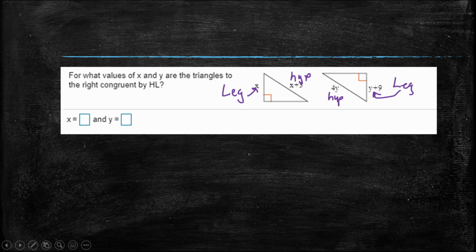So for this to be possible by the hypotenuse leg theorem, I need to be able to solve for this, and the only way to do this is by substitution. So we're going to go all the way back to algebra 1, and what we're going to do is we're going to set our leg equal to our leg, so that is x, because that's the value of that leg, would have to be equal to y plus 9, and here our hypotenuse of x plus 3 must be equal to 4y.